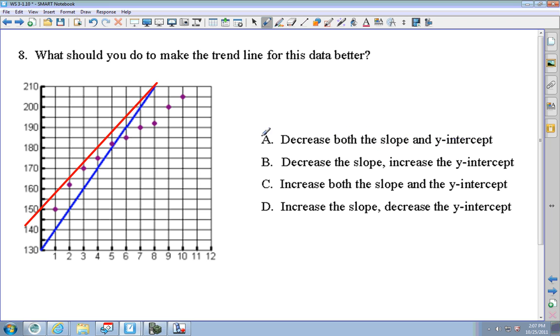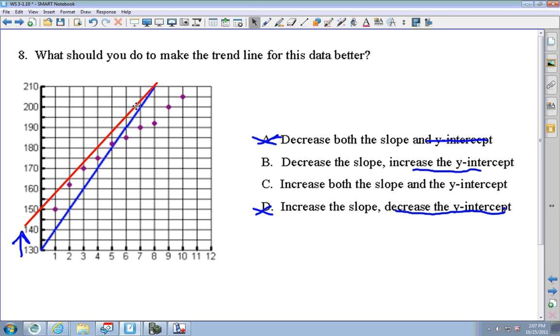Okay. So it's not going to be A. I'm not going to decrease the y-intercept. That's what I'm going to increase. Decrease the slope, but increase the y-intercept. Okay, increase the y-intercept. That works. Increase both the slope and the y-intercept. That could work. This one says increase the slope, but decrease the y-intercept. No, no, no, no, no. I'm not decreasing the y-intercept. I'm making it bigger. Remember, I moved it up.